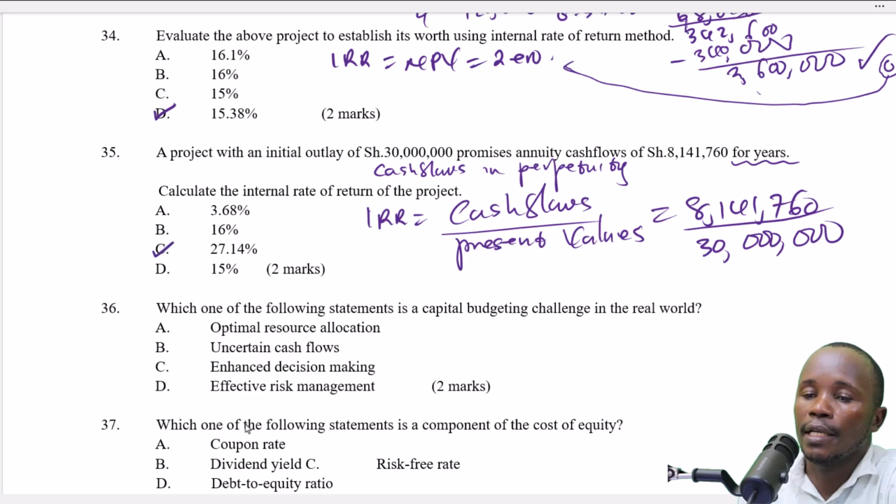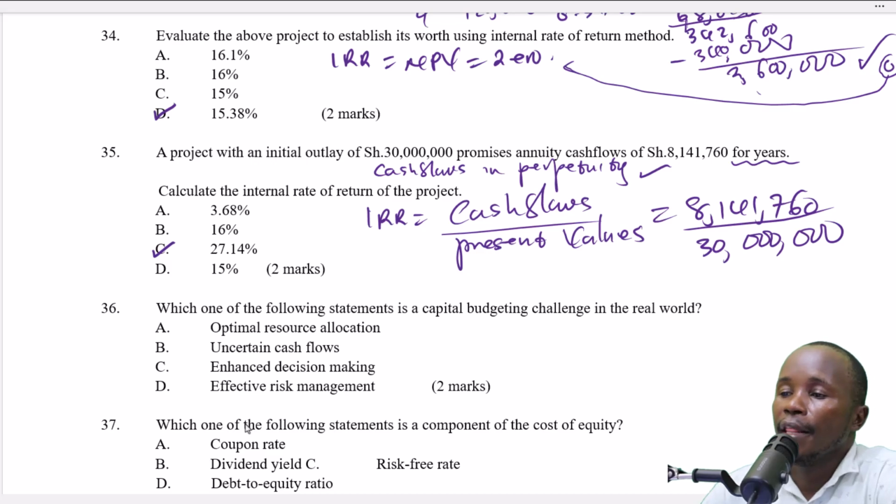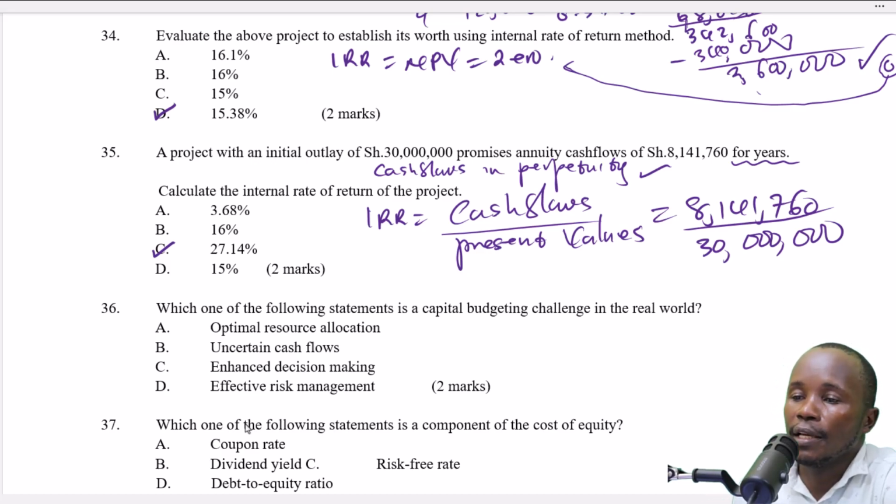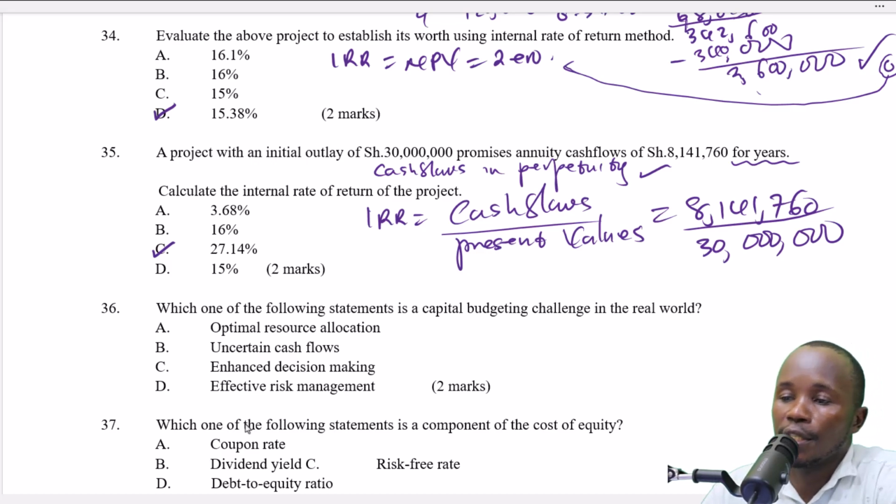Take note, where we have the cash flows in perpetuity, then you don't know the N, you don't know the years. So you cannot use the present value interest factor table because you don't know how long it is going to take. It can even be 100 years, 20 years, 50 years. You don't know. That is why we are told it is for years. So you cannot use the present value interest factor table to find the IRR.